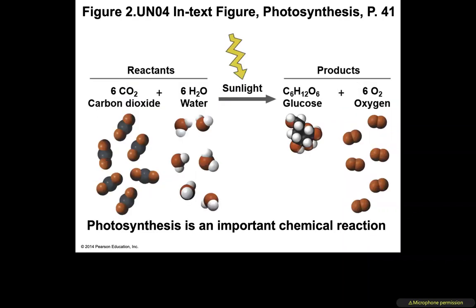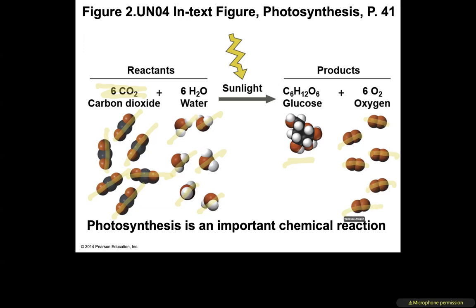And this is just showing the reaction of photosynthesis, where you get 6 carbon dioxide molecules and 6 water molecules. So let's see. 6 CO2 molecules. Okay, you got 1, 2, 3, 4, 5, 6. 6 water molecules, 1, 2, 3, 4, 5, and 6. And so when you get done with that, you end up with 1 glucose molecule and 6 oxygen molecules. So 1, 2, 3, 4, 5, 6.